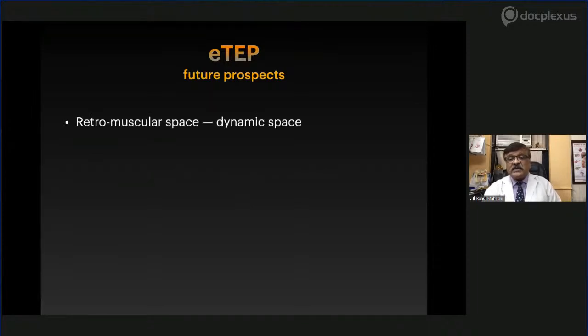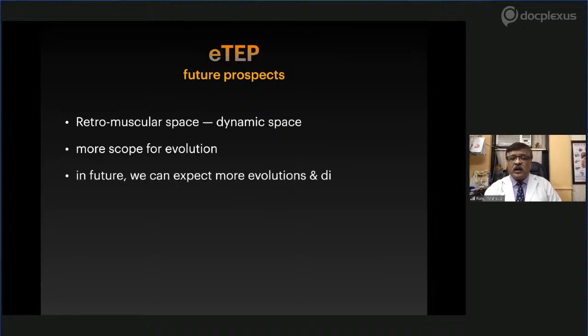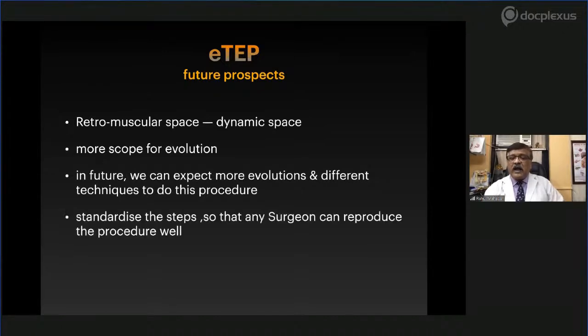The retromuscular space is a dynamic space. Now we have to revisit this space, and there is more scope for evolution for this particular procedure. In future, we can expect more evolutions and different techniques to do this procedure, and one needs to standardize these steps so that any surgeon can reproduce the procedure very well.